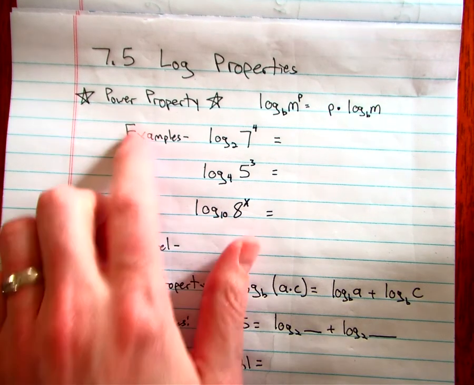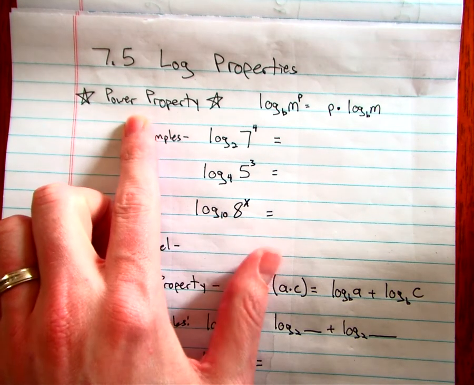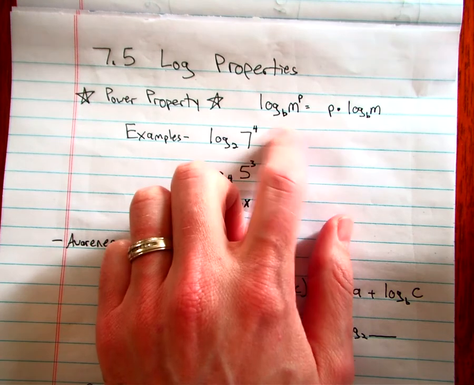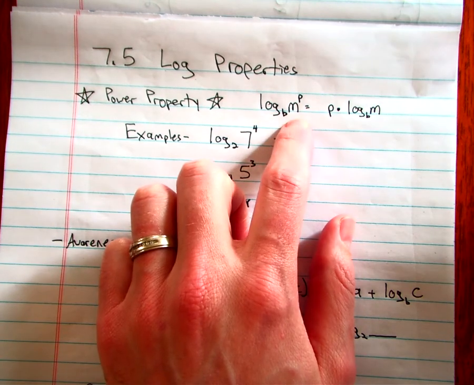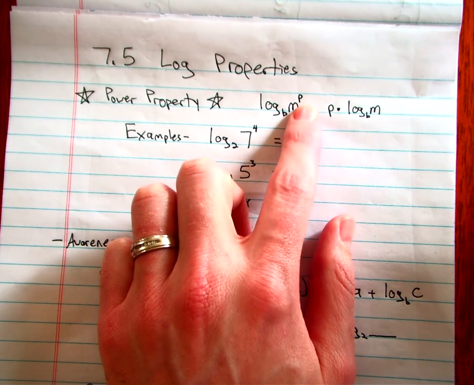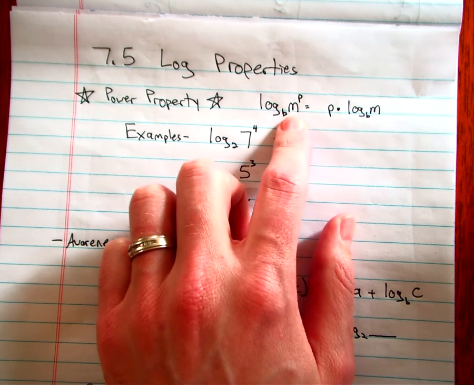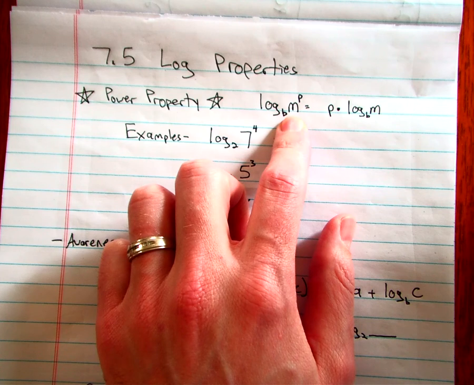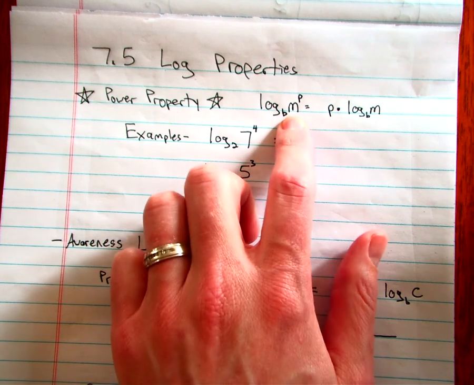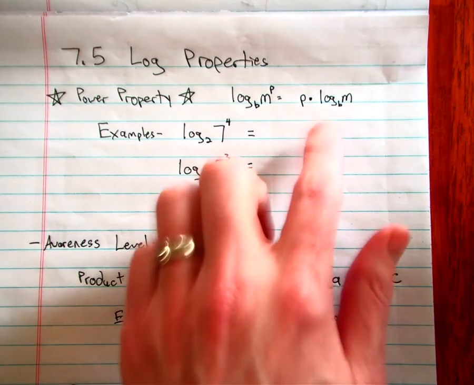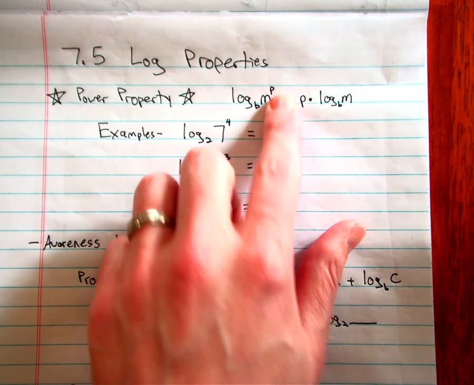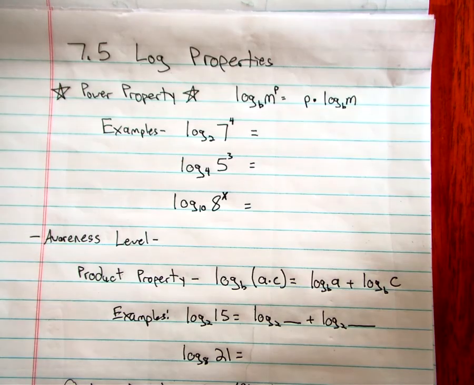And the main one we're going to look at today is the power property of logs. Log base b of m to the p power. So when there's a power on the thing we're doing a log of, you can simplify that by bringing the exponent down in front as a multiplier. And that's what's going to really help us out with this lesson.